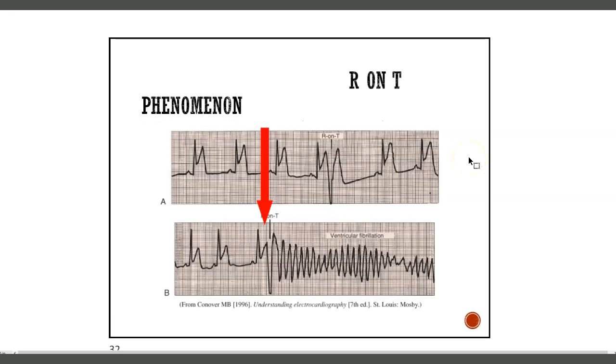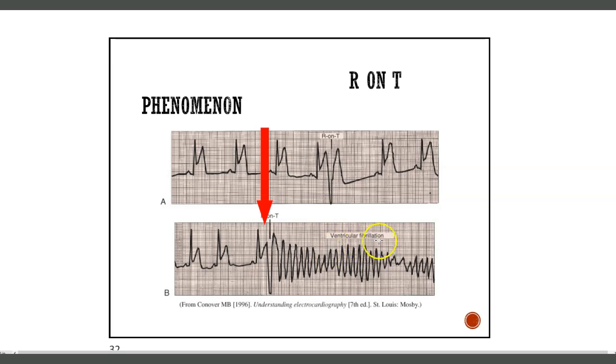So why do we care so much about QT prolongation? We're worried because it can lead to an R on T phenomenon. This is when the QT continues to get more and more prolonged, and then the R falls on the T, causing lethal arrhythmias such as ventricular fibrillation or ventricular tachycardia.